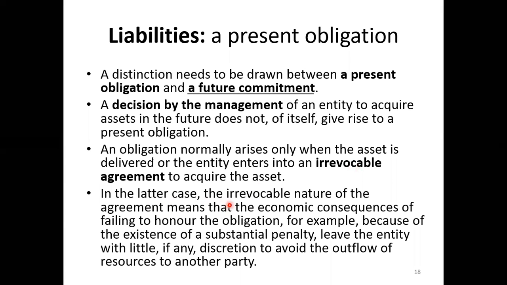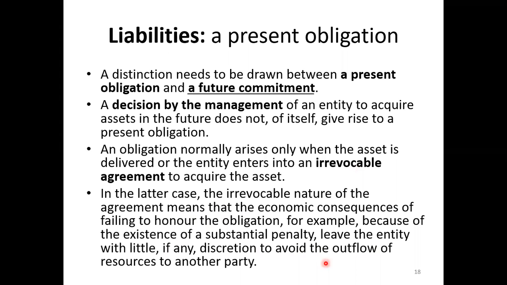The irrevocable nature of the agreement means that the economic consequences of failing to honor obligations, for example, because of the existence of substantial penalty, leave the entity with little, if any, discretion to avoid the outflow of resources to another party. So if they are unable to honor the obligations, it will lead to a severe penalty for them. They already agreed to purchase an asset.